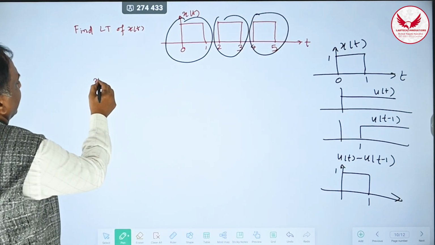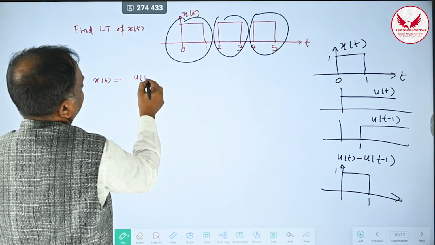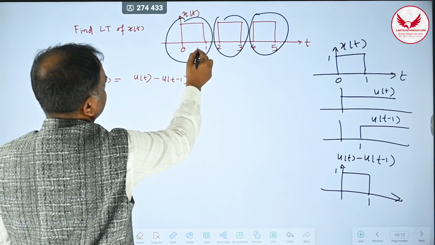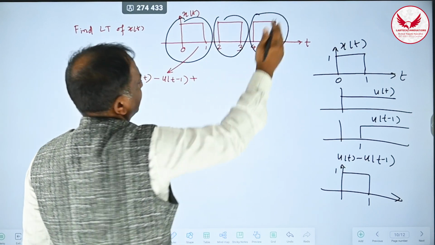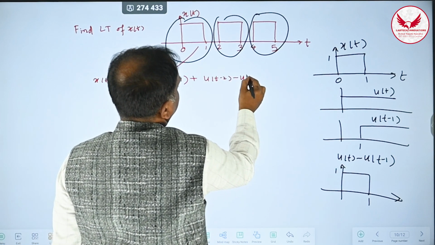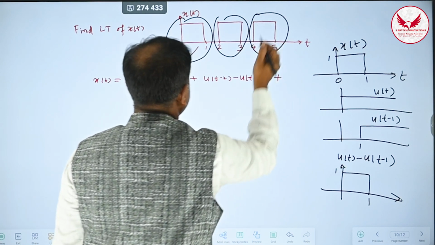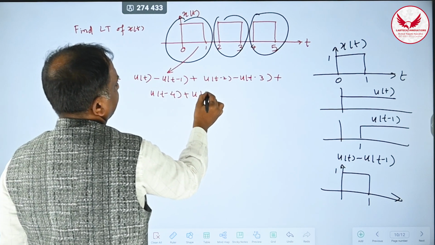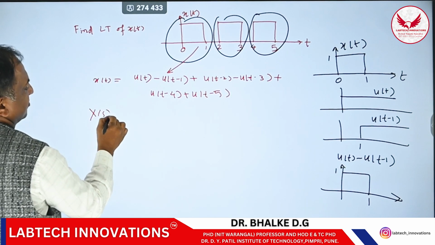So x of t is equal to u of t minus u of t minus 1, which is about this first part, plus the second part. This starts from u of t minus 2, so u of t minus 2 minus u of t minus 3 is its signal, plus this part, which can be written as minus u of t minus 4 plus u of t minus 5. Okay. Now you find its Laplace transform by using the property.